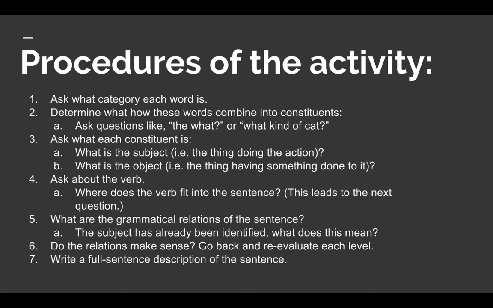We begin with asking what the category of each word is, and then we determine what and how these words combine into constituents. We can ask questions like the what, or what kind of cat, which will be seen in the example in the next slide. We can then ask what each constituent is. What is the subject? What is the thing that is doing the action? What is the object? That is, the thing having something done to it. And then we can ask about the verb. Where does the verb fit into the sentence?